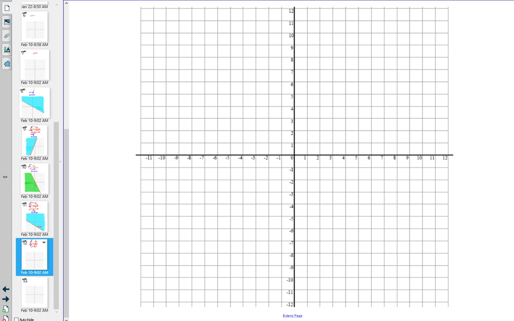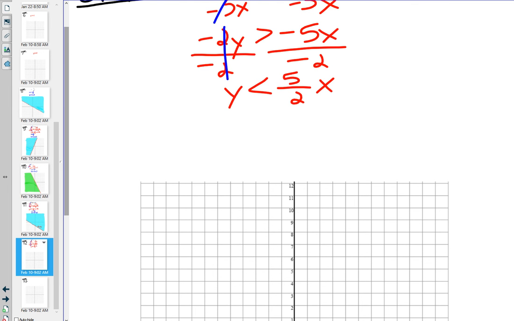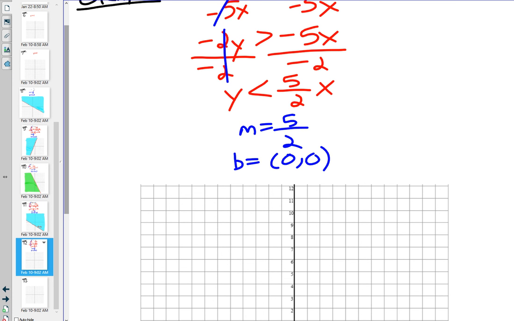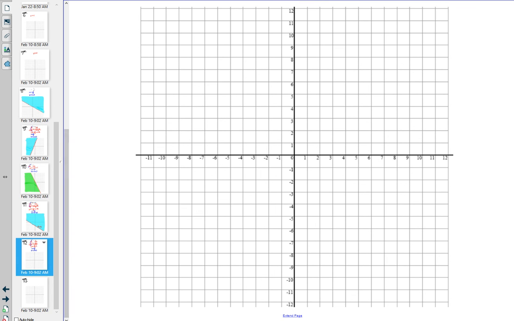Start at 0. My slope is 5 over 2. My y-intercept is 0, 0. So the boundary is going to pass by the origin. 0, 0, up 5, right 2. Make sure you don't get that confused. Don't go up 2 and then right 5.